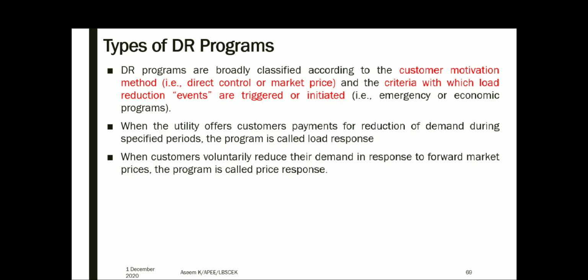Demand response programs are broadly classified according to the customer motivation method, that is, either by direct control or market price based, and the criteria with which the load reduction events are triggered or initiated, whenever an emergency occurs. So when the utility offers customers payment for reduction of load demand during a specified period, that kind of program is called a load response program.